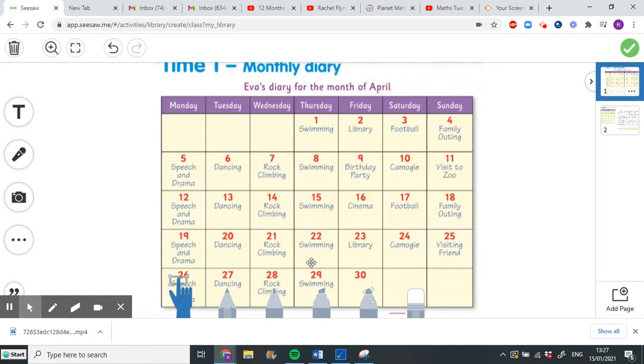Now let's have another look at an activity. Can you find the day that Ava goes dancing? Well done over here. It's Tuesday. So if I have a look, she goes dancing on the 6th, the 13th, the 20th, and the 27th. So these are her dancing days, and that's on a Tuesday. So each week, every Tuesday, she goes dancing. Good job.